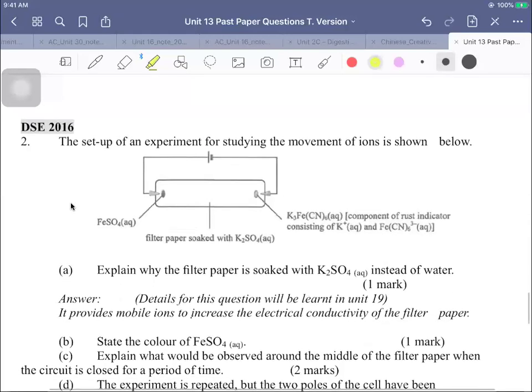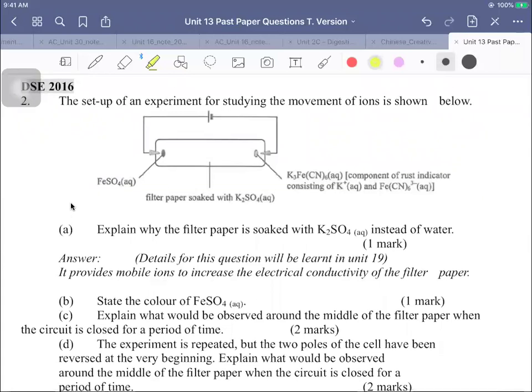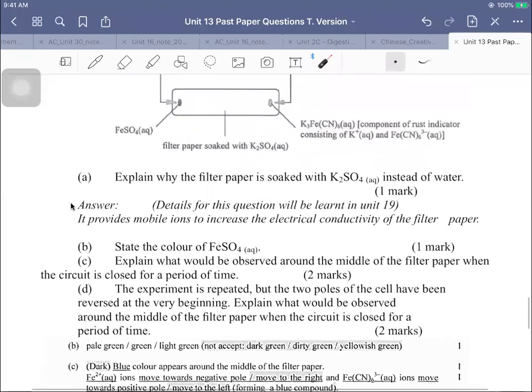Now I want to go through question 2 with you. Look at this setup: we have iron(II) sulfate on the left-hand side and a rust indicator on the right-hand side, connected by a filter paper soaked with some ionic compound so the ions can pass through. Then we connect it to a circuit, and it's a complete circuit. First, state the color of iron(II) sulfate. You need to remember the color of iron(II) ions is green. That's from grade 9.